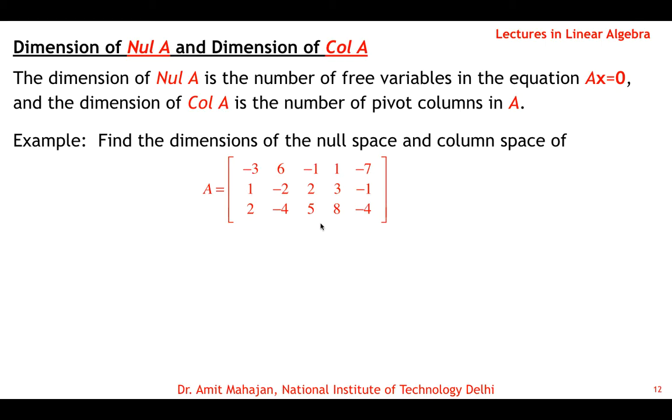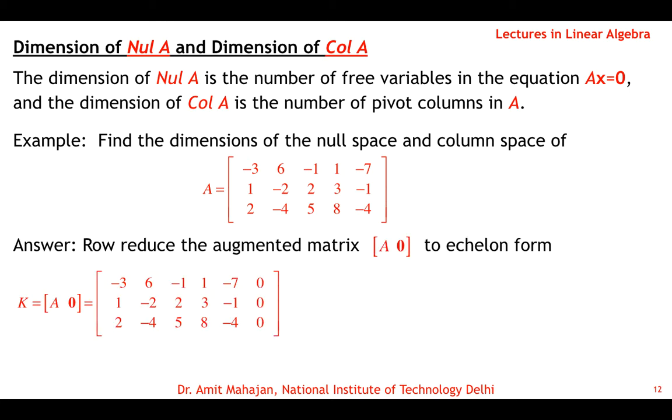Okay, so there are total 5 columns. If you know the dimension of column space A, then immediately you know the dimension of null space A. So let us reduce it to equivalent form and then see how many pivot columns and how many non-pivot columns are there. We have used this example in a few previous slides, so I'm going to be quick here.